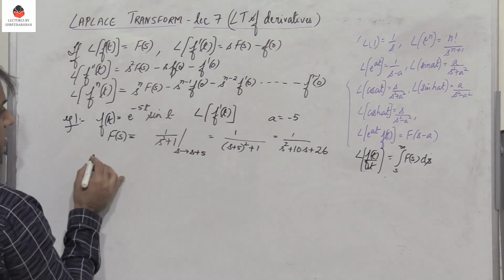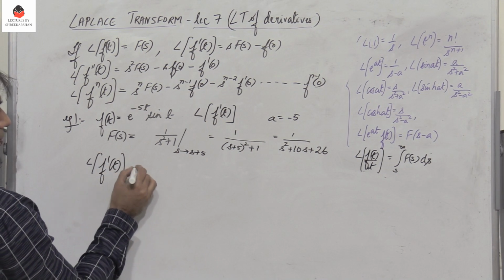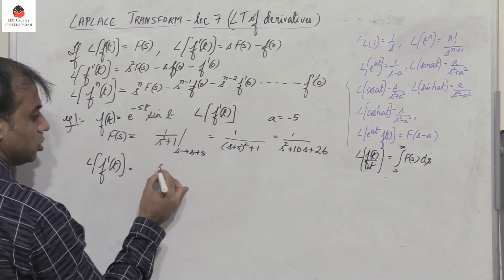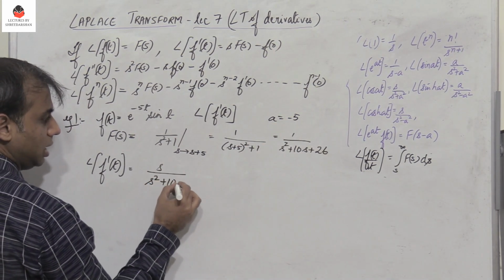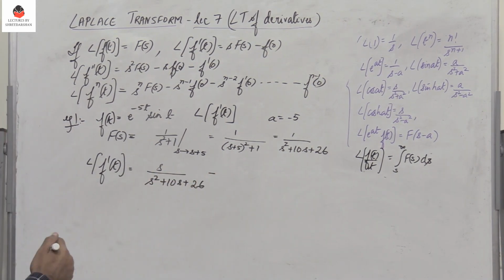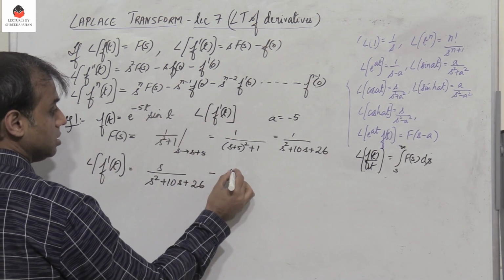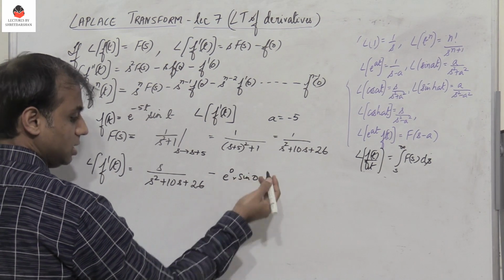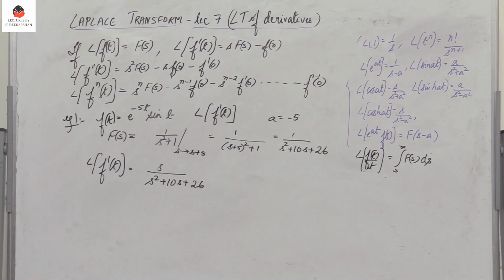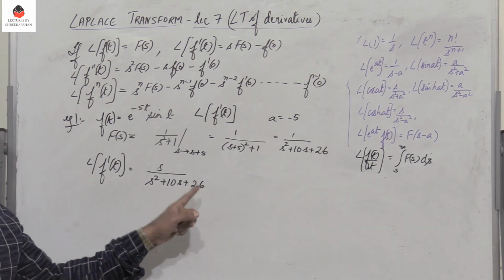So what is the Laplace transform of f dash of t? It equals s F of s minus f of 0. So multiply this expression with s, and it's going to be s divided by s square plus 10s plus 26 minus f of 0. Wherever t is there, put 0. So you have e power 0 into sine 0, and sine 0 is 0, so this entire term becomes 0. So the Laplace transform of f dash of t equals s divided by s square plus 10s plus 26.